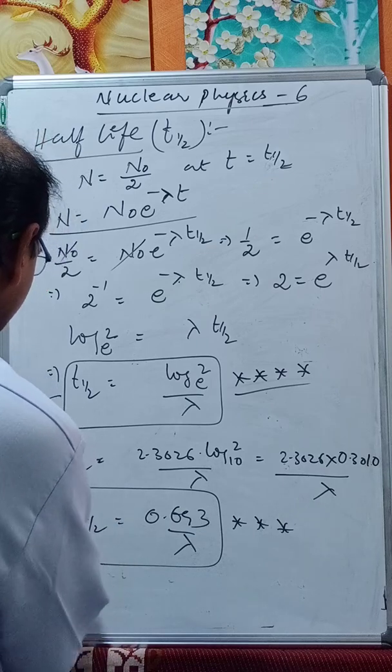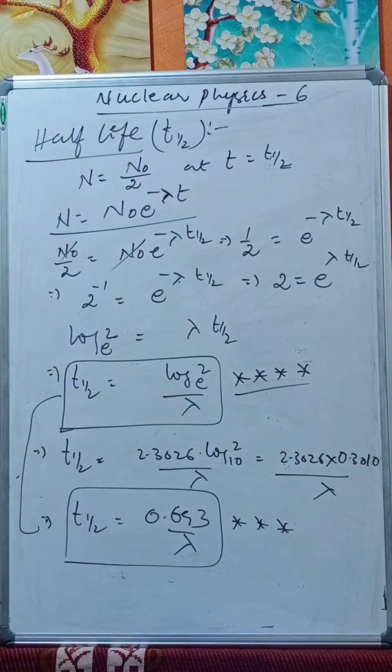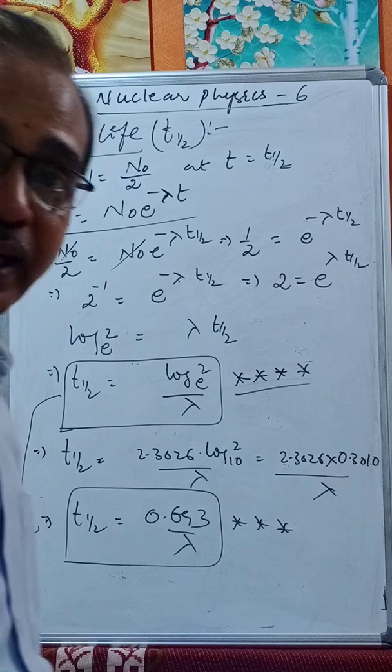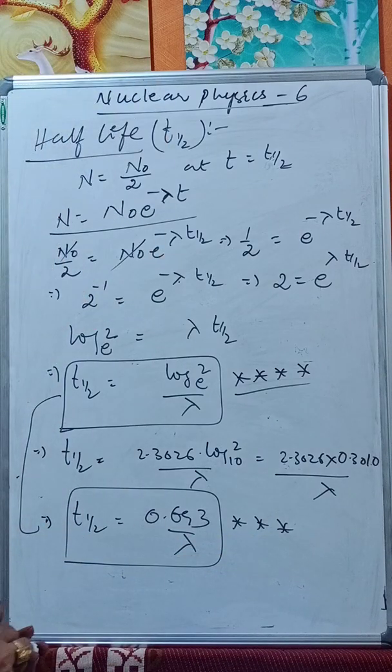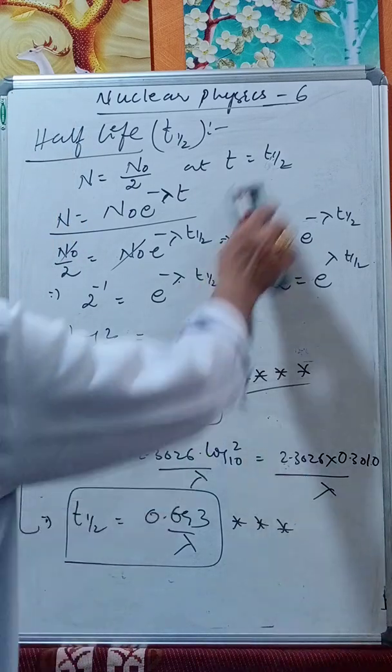You can use these two equations equally. So log 2 to the base e by lambda, or 0.693 by lambda. This is half-life. Half-life is equal to 0.693 by lambda. That is half-life.